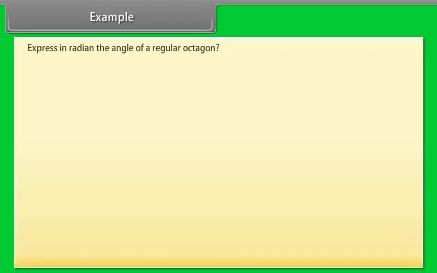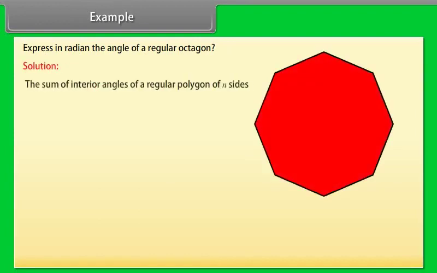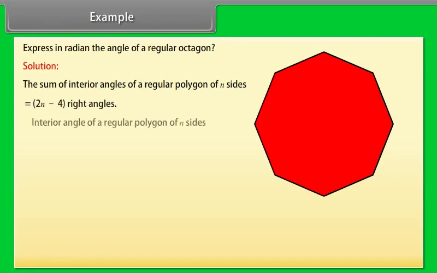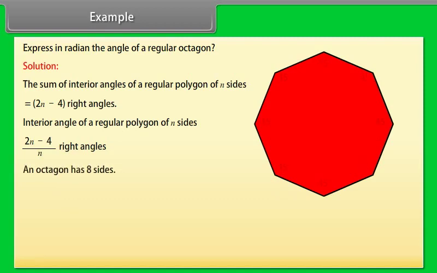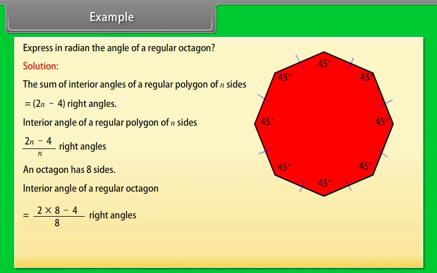Example. Express in radian the angle of a regular octagon. Solution. The sum of interior angles of a regular polygon of n sides is equal to 2n-4 right angles. Interior angle of a regular polygon of n sides is (2n-4) by n right angles. An octagon has 8 sides. Interior angle of a regular octagon is equal to 2 into (8-4) whole upon 8 right angles, which is 3/2 right angles, equal to 3/2 into 90, which is 135 degree.